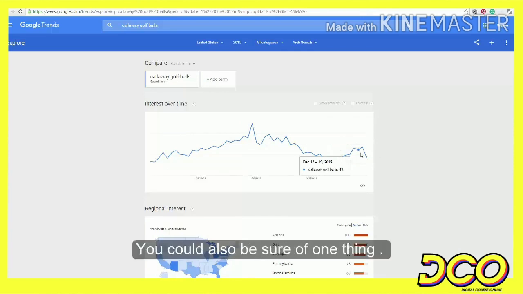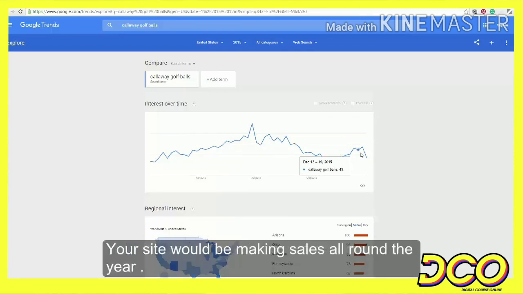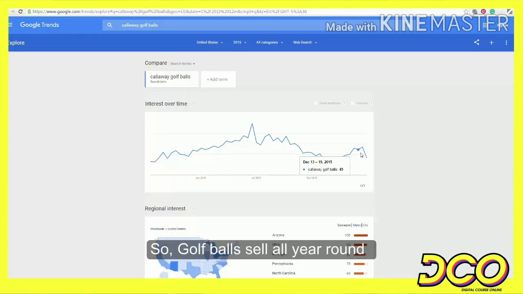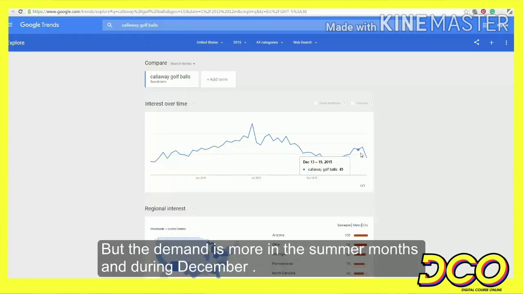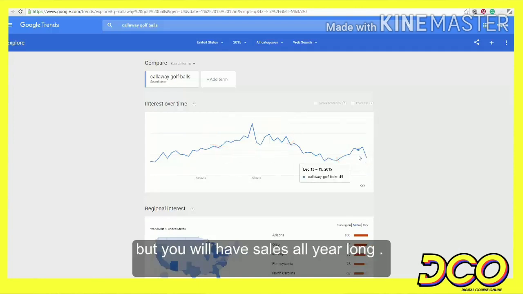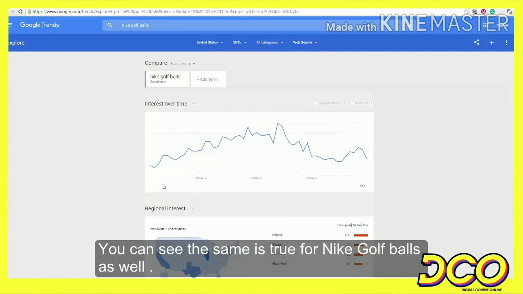You could also be sure of one thing: your site will be making sales all around the year. There is no discontinuity or break in the graph. So golf balls sell all year round, but the demand is more in the summer months and during December. So sales will be maximum during these 3 or 4 months of the year, but you will have sales all year long. You can see the same is true for Nike golf balls as well.